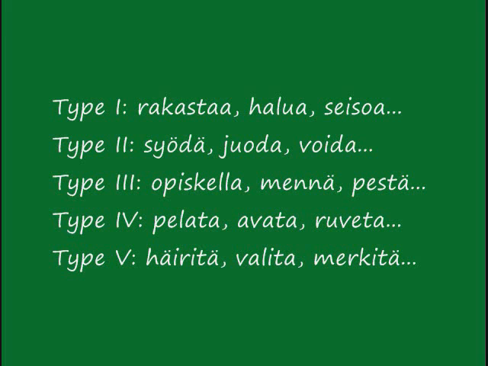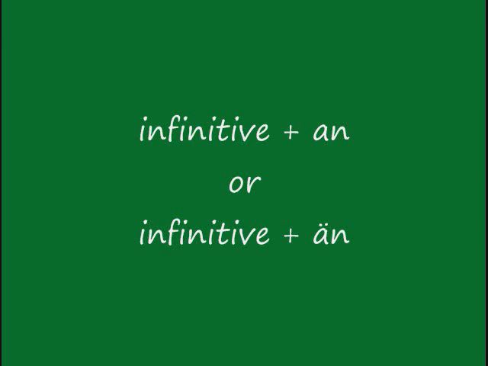Constructing the passive form is mostly easy. Hopefully by now you know that there are 5 types of verbs in Finnish. Forming the passive form in Finnish is very easy for verb types 2 through 5. It's exactly the same for all of them. All you have to do is add an -an or -än.